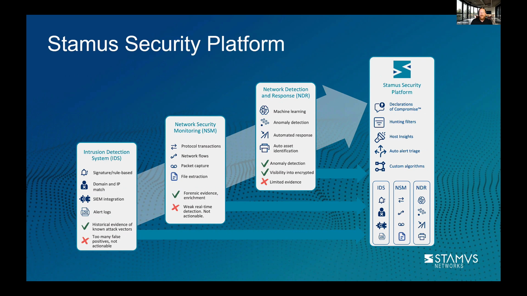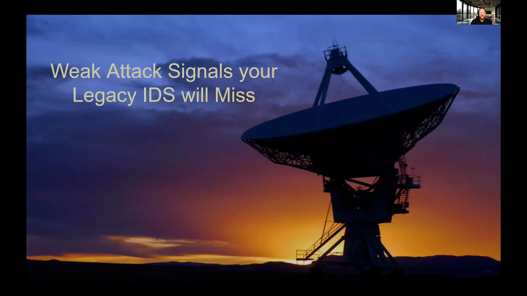So I'm going to be done with that, and we're going to jump right into weak attack signals that your legacy IDS will miss. So today we're going to talk about 4 different subtle or weak attack signals that are commonly missed, and we will describe the ways that these attack signals can be detected effectively. So let's review these 4 signals and learn why the IDS will have difficulty detecting them, and highlight some ways that they can be effectively detected in your network.